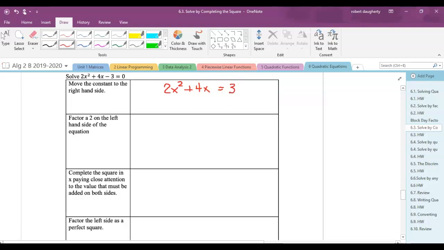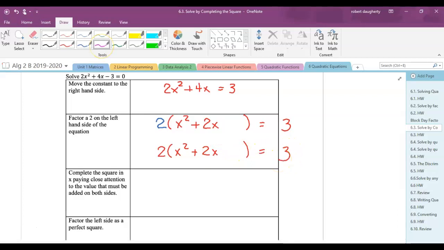Okay. Now, what I must do every time when it gets like this is take whatever number is in front of x squared and factor that out. What's in front of the x squared? Yeah, so I'm going to write a 2 here. And this is x squared plus 2x equals 3. Okay? So now I've got to complete the square. So I've got 2 times x squared plus 2x equals 3.